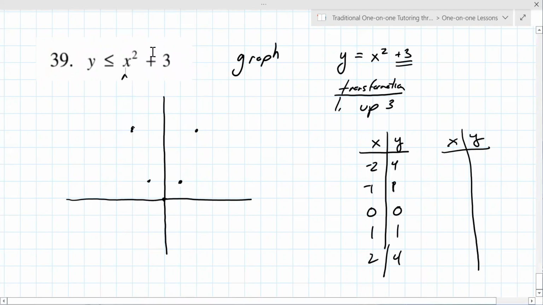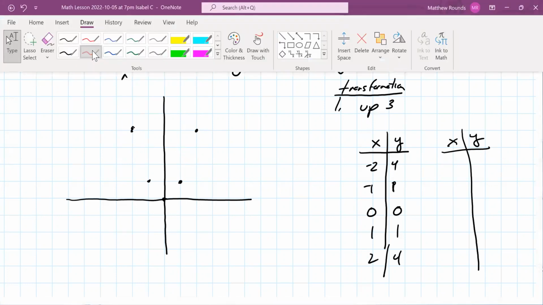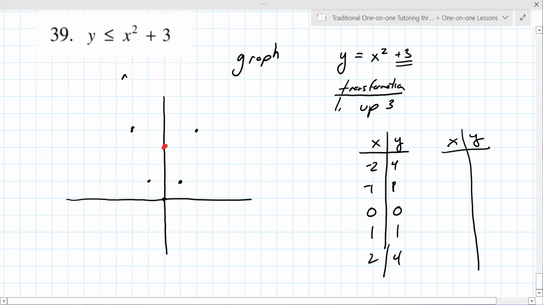So I'm going to do that in a different color here. Let me grab, I don't know, we'll use red. I know red's a bad color, but we'll just do that. So every point I'm moving up 3.